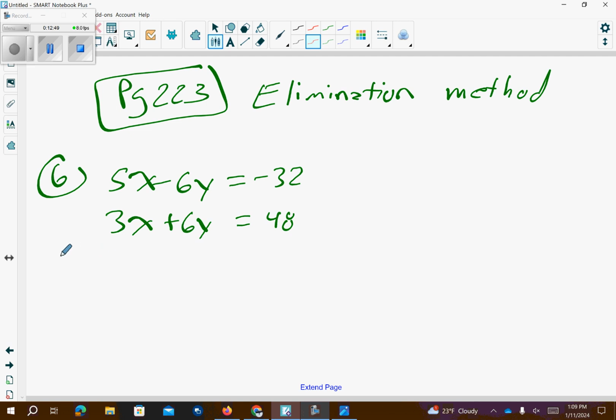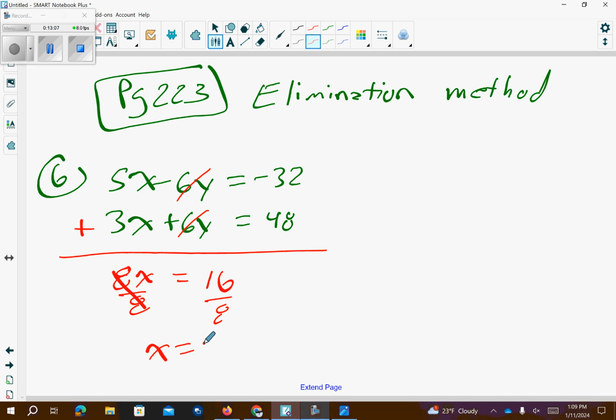Okay, on this first problem, all I want to do is add the two equations together. Watch this. 5x plus 3x is 8x. Those cancel each other out. Negative 32 plus 48 is 16. Divide each side by 8. So x equals 2. So that's my first answer.